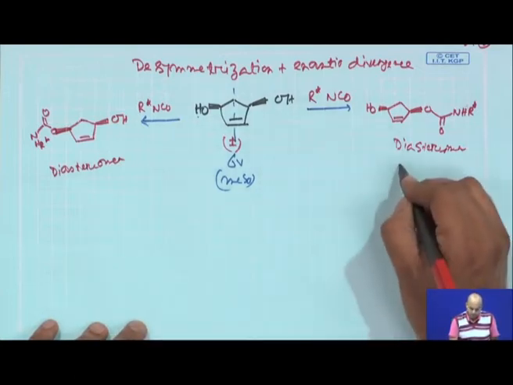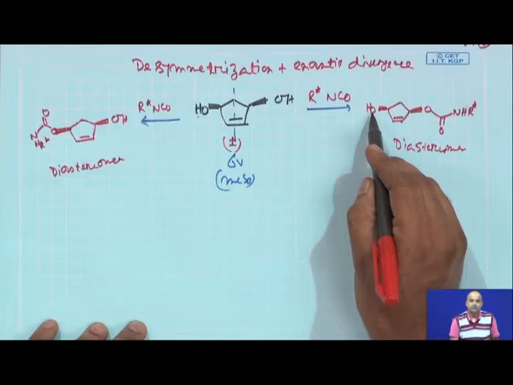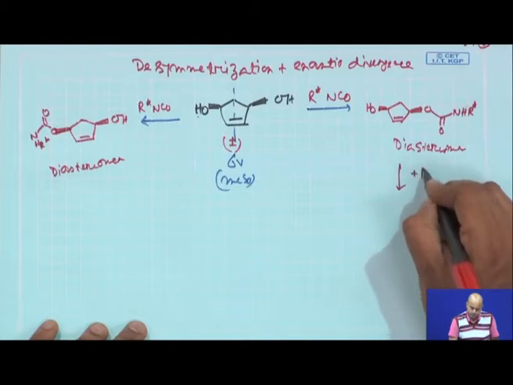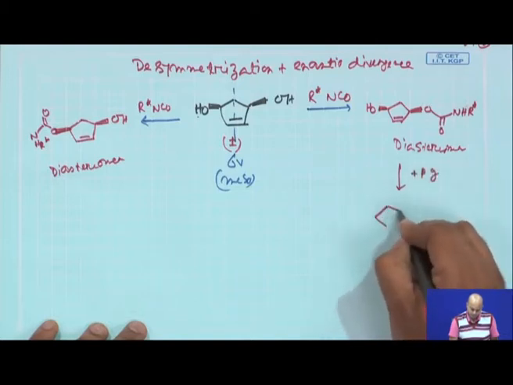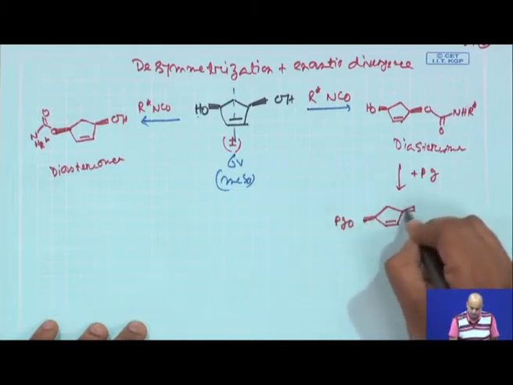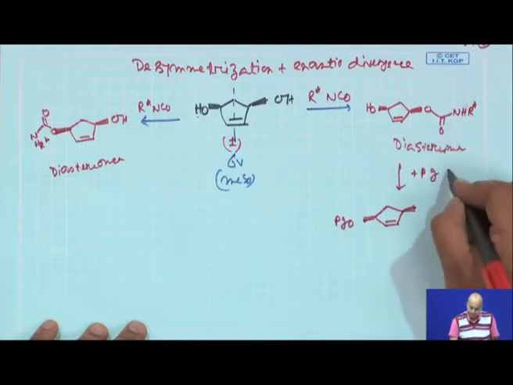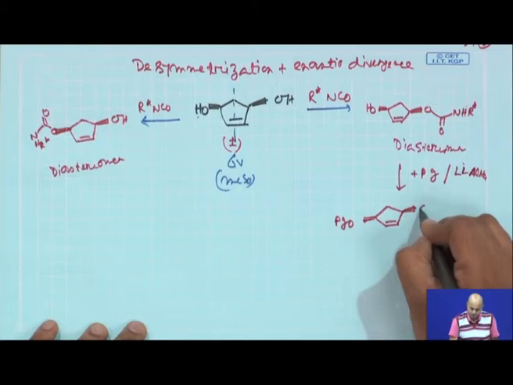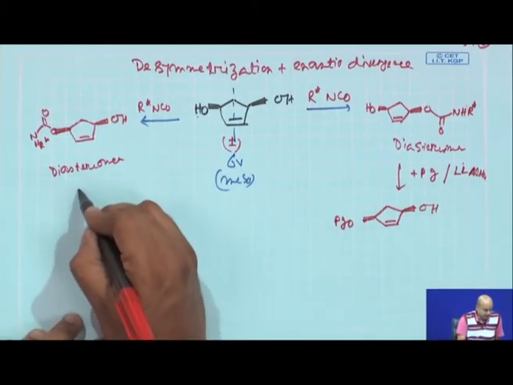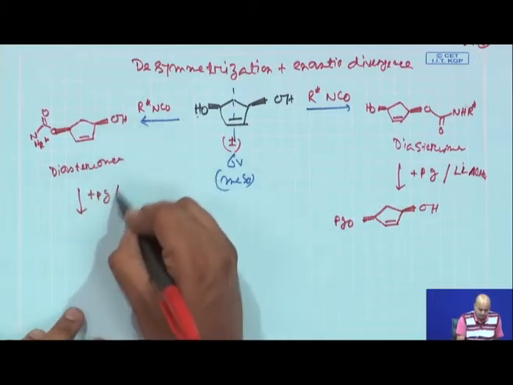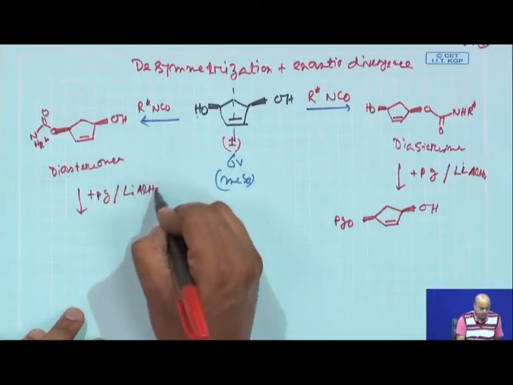So, fine. What do we do next? We do a simple protection here at the OH, we put a protecting group here, a PGO, and then remove this carbamate by lithium aluminium hydride, and basically get this OH. And then here also you do the same thing: you do a protection at this point and you do the lithium aluminium hydride reduction.